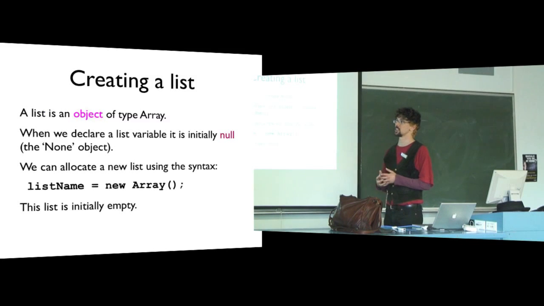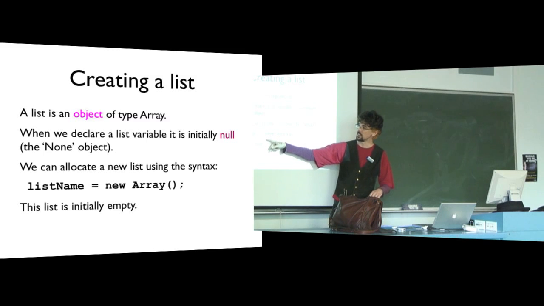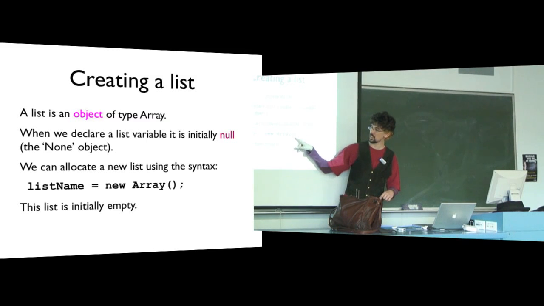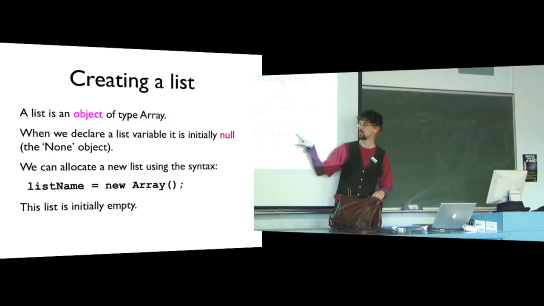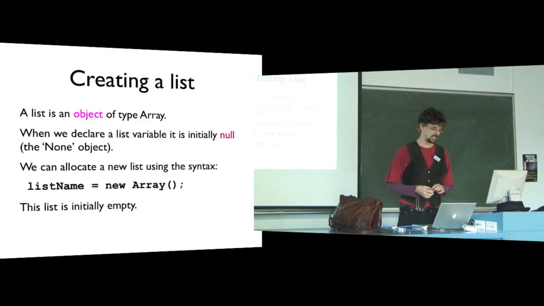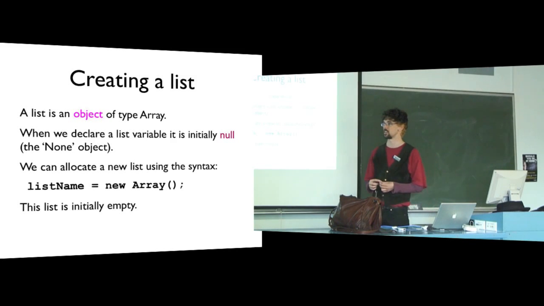Like any other object, when you just declare it, its value is initially null. So it's the nothing object. To actually allocate space to start putting things into a list, we need to use new again. And in this case, we say new array and then empty parentheses there. We can also say new array and there are options to put entries in there, but it's generally a bad idea to do that. Normally when you create an array, you just create an empty array and then you'll add things to it and it'll automatically grow to whatever size you want, rather than creating a list that's of a certain size.